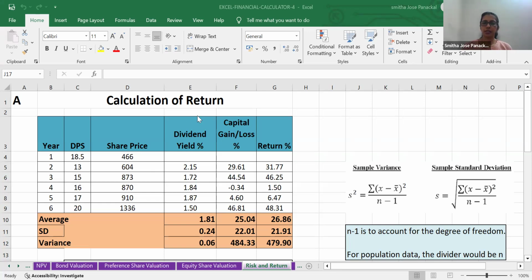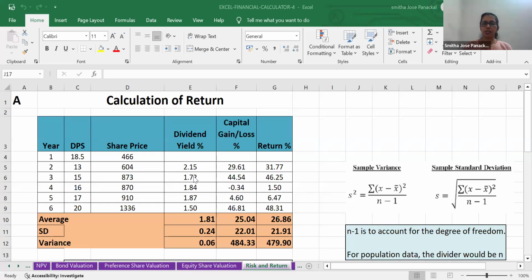Here also you can see two streams. We have divided your return into two: dividend yield and capital gain. Since it is a share, it can be a loss also, right? We know that the capital market is highly volatile. In some years, it can be a loss. That is why gain or loss is shown here.